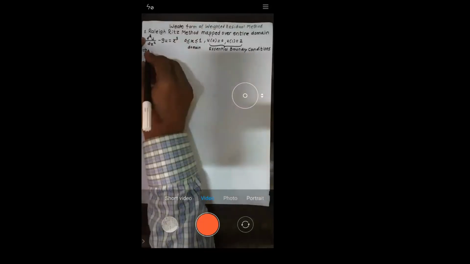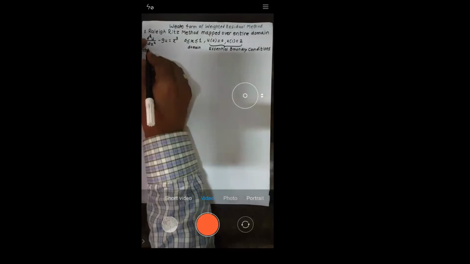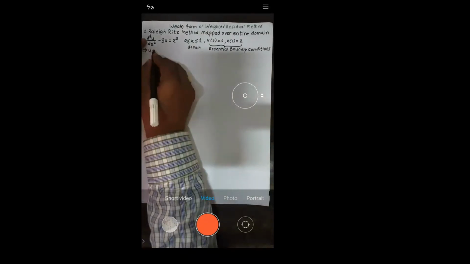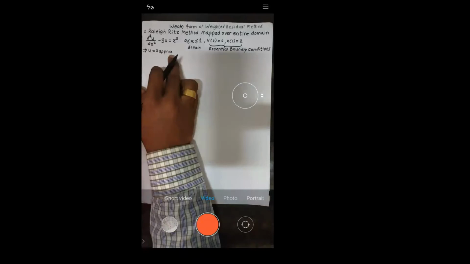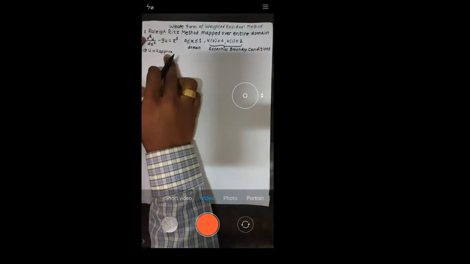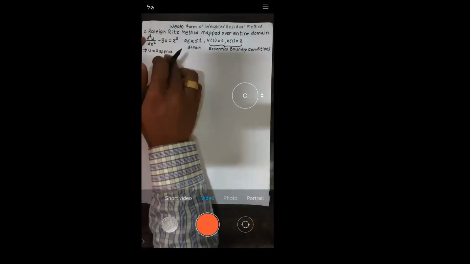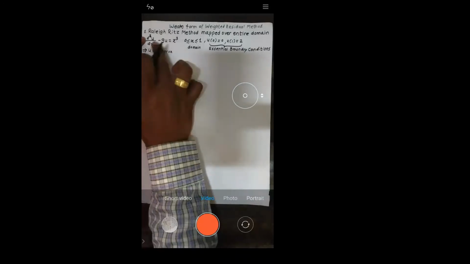Clear? Now see how to start with this problem. Whatever methods there are in FEA, they are going to give you an approximate answer. So whatever solution you get, it's an approximate solution. This u is equal to u approximate, which means whatever solution you get is an approximate solution.